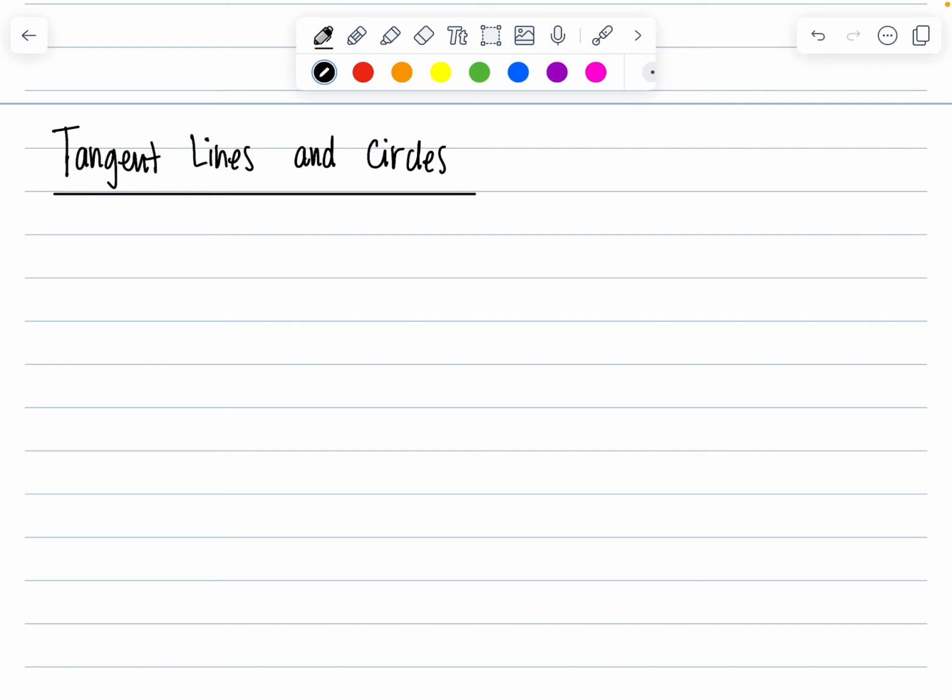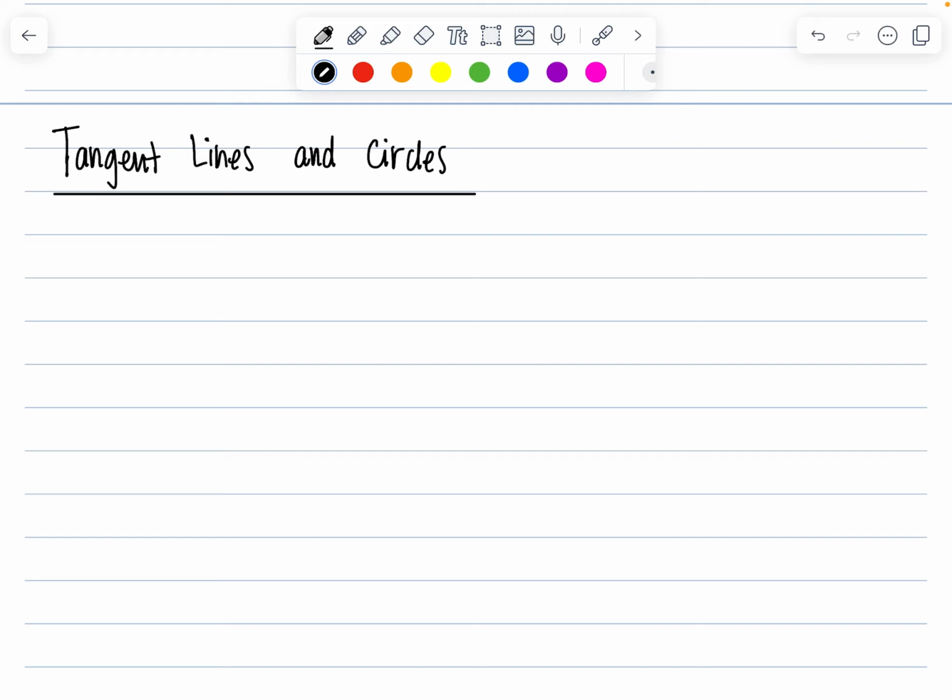Last time we were talking about just your basic terms when it comes to circles: your radii, your diameters, your chords, central arcs, central angles, arcs, arc measures, and arc lengths. Now we're talking about tangent lines.